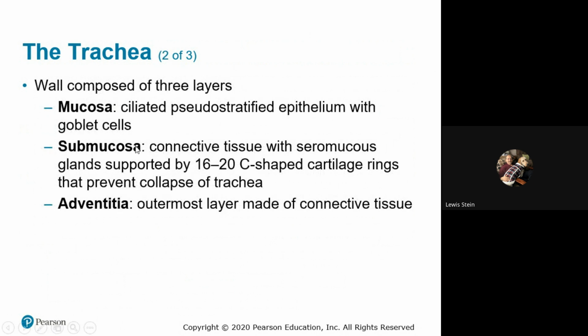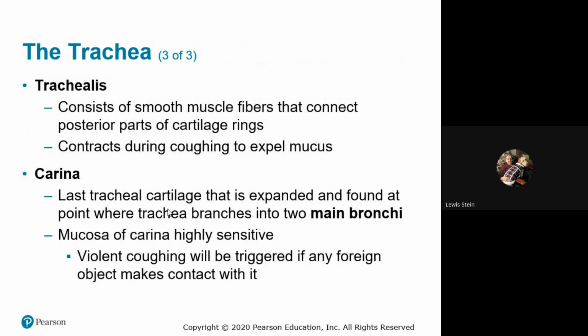At that point, we transition back to ciliated pseudostratified with goblet cells. The submucosa is mostly the cartilage and some other related structure, and it's called adventitia because it's not a moist lining; it's sort of dry. There's the trachealis, and when we cough, that helps to expel mucus.